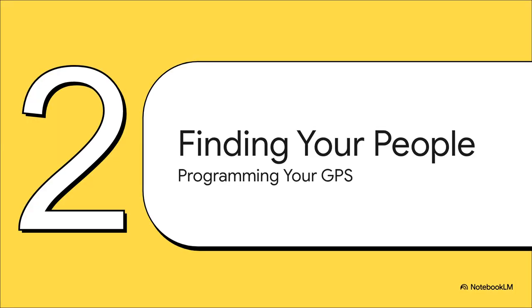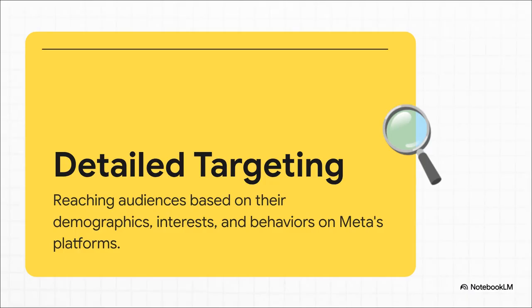Okay, so your sensors are installed, they're feeding the machine good, clean data. Awesome. Now we need to program its GPS so it can actually find the right people. This process moves from being super broad to incredibly laser-focused. So let's break down how it works. For most advertisers, this is ground zero.